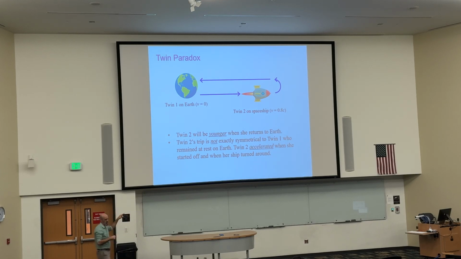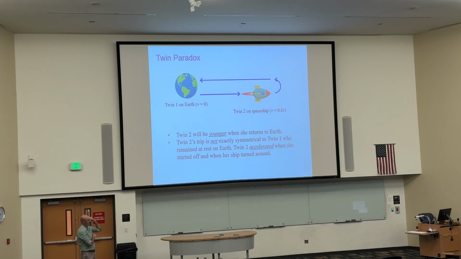But this is not symmetric. This is not symmetric because twin 2's trip is different than what twin 1 experiences. Twin 2 has to accelerate up to 8/10 of the speed of light. So she spends time in a non-inertial frame, in an accelerating reference frame. And so that's different than twin 1.